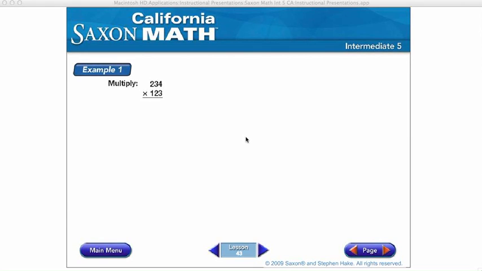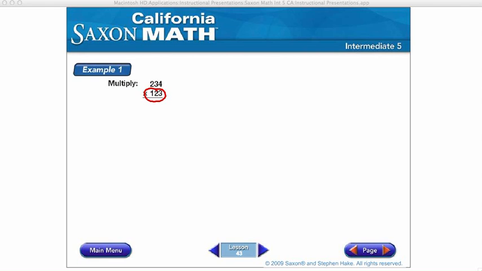Hi everybody, today we're going to be talking about lesson 43, multiplying by 3-digit numbers. So before we get into actually multiplying, I want to break down for you what it means when we multiply by a 3-digit number. So here we have 234 times 123.